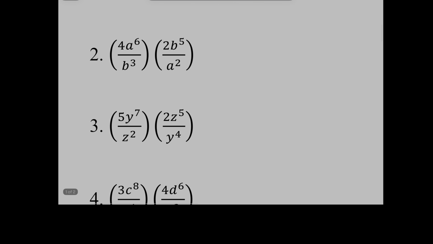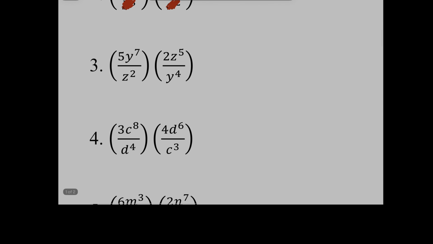So let me do it that way right here. So here on number 2, I see that I have 6 a's on top and 2 on the bottom. Well, that's going to leave me with 4 a's on top. Here I see 3 b's on the top, 5 b's on the top, 3 b's on the bottom. Well, that's going to leave me, when I do that, I'll leave the b squared. So my answer now is just going to be 8a4b2.